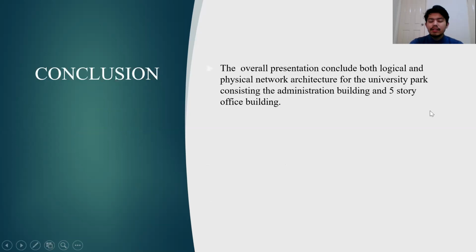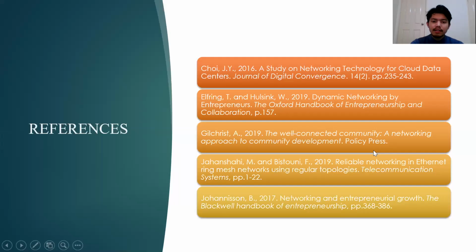Conclusion: the overall presentation concludes both the logical and the physical network architecture for the university park, consisting of an administrative building and a five-story building. As I have already explained about this.